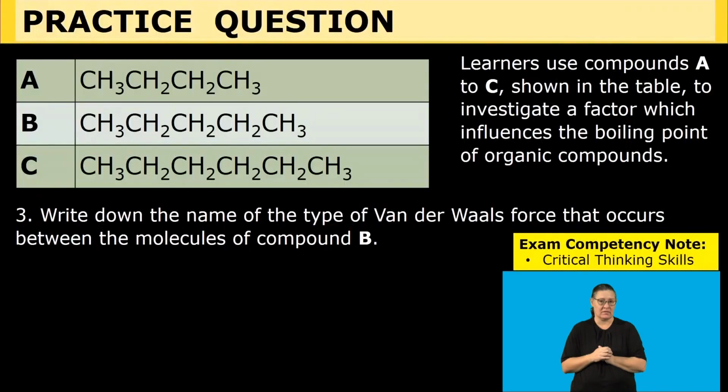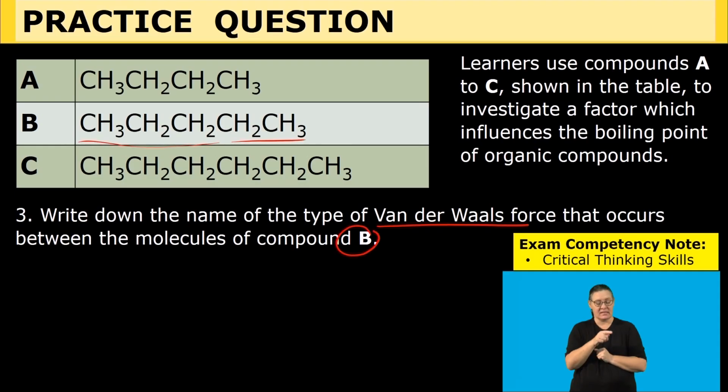Welcome back, learners. So again, we are continuing with the same questions that have to do with the physical properties of organic molecules. Now the question is, we need to write down the name of the type of van der Waals force that occurs between the molecules of compound B.